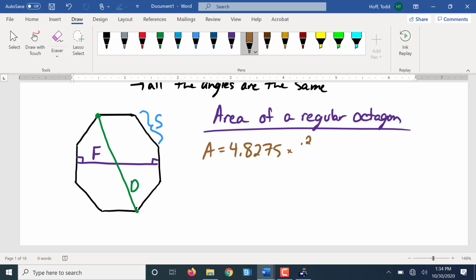And you might wonder, where does that 4.8275 come from? Well, it comes from trig. And if you guys were to go on into the program, that would be part of the second semester of math, would be the trig. For now, this is one of the few times I'm going to give you formulas and have you just accept that those are the ones that work.